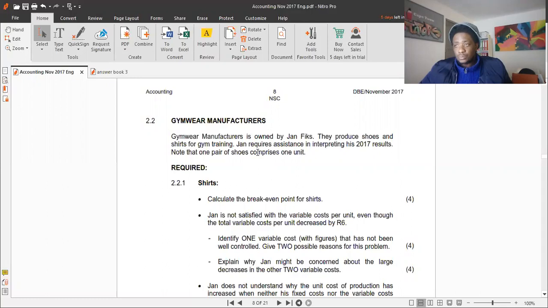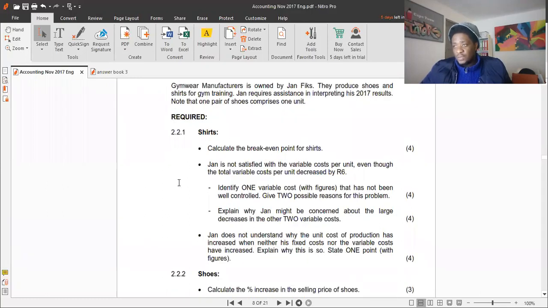All right. So there are questions for shirts and then questions for shoes. We're going to start with the questions for shirts, obviously. The first question is: calculate the break-even point for shirts. To calculate break-even point, you take the total fixed cost and divide by the selling price per unit minus the variable cost per unit, and then you get your break-even units. Your break-even point is the point at which if you sell that number of units, you will neither make a profit nor a loss. You will make zero.